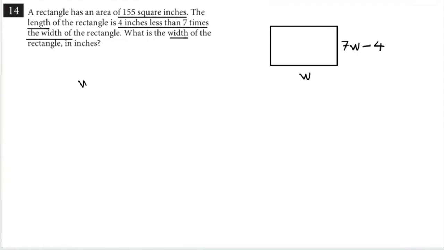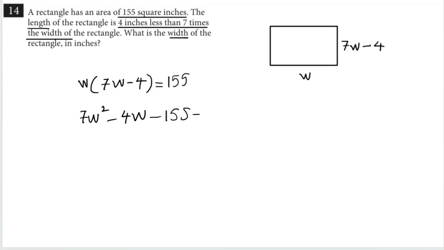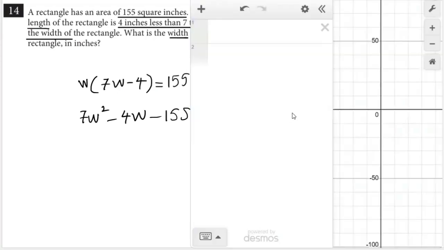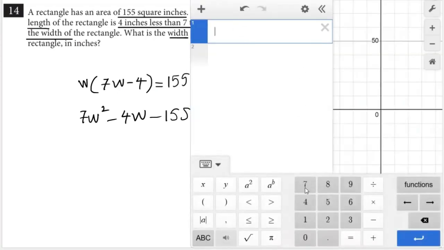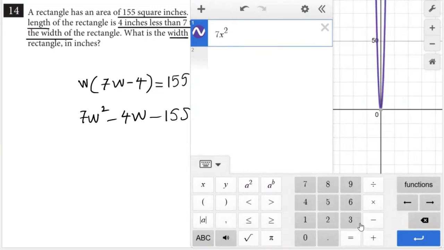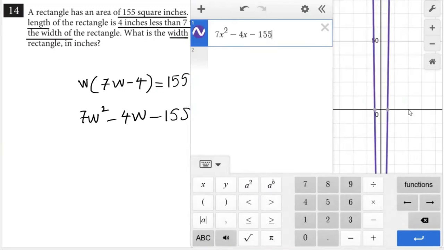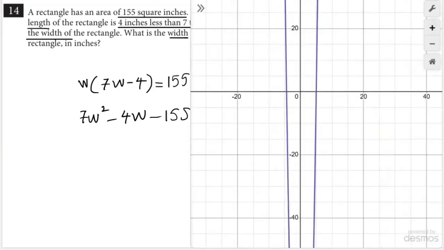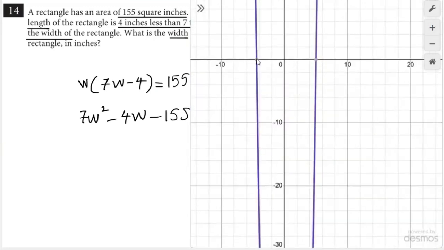We have the area. Let's set up a quadratic equation, length times width, and put it equal to 155. This will be 7W squared minus 4W minus 155 equals 0. And remember, don't solve equations like these by hand in the digital SAT. Just go to Desmos and put this equation, 7 with an x, obviously, x squared minus 4x minus 155. And remember to look for the x-intercepts of the graph. So that will be the solution.